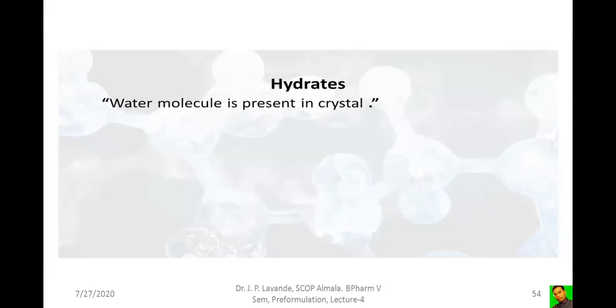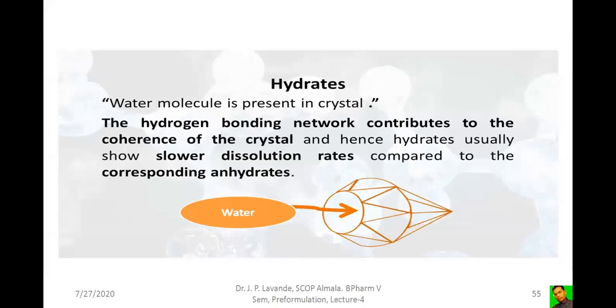Hydrates. Now, what are hydrates? Whenever there is an involvement of water molecules in the interstitial spaces of the crystal lattice, that is said to be a hydrate. So the water molecule is present in the crystal. The hydrogen bonding network contributes to the coherence of the crystal, and hence hydrates usually show a slower dissolution rate compared to the corresponding anhydrate. So that's why most of the time we find the anhydrate forms, because the anhydrate forms solubilize quickly, whereas the hydrate forms show a slower dissolution rate.